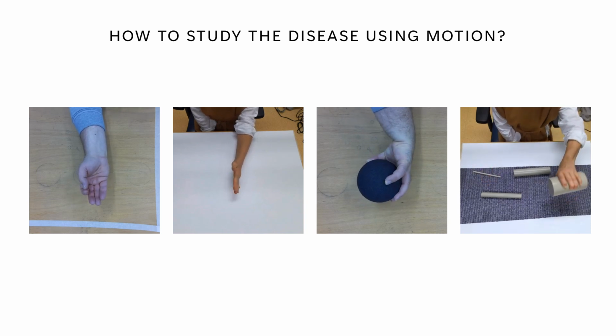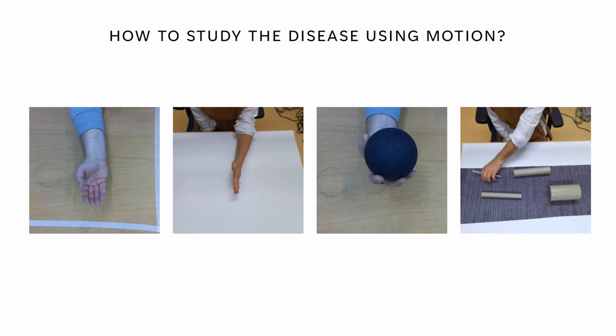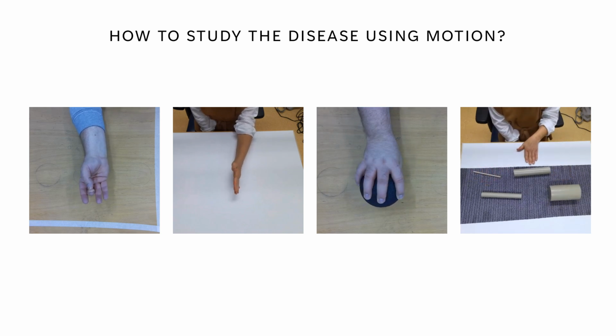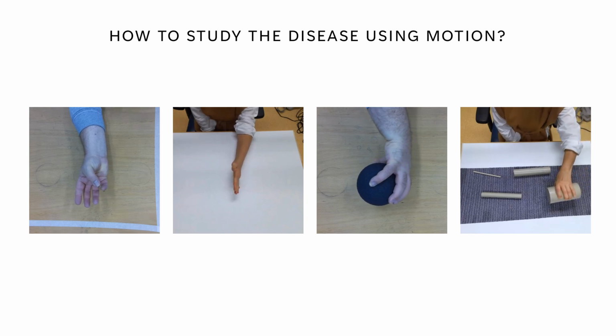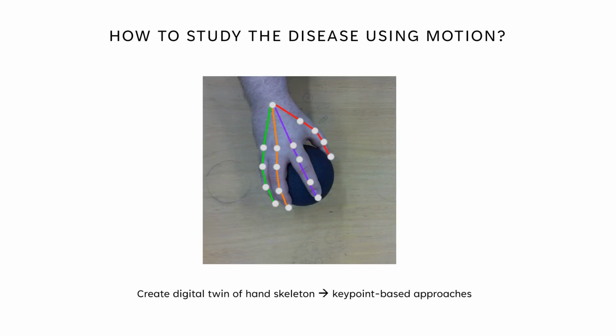And currently we are recording a lot of different motion sequences in which we test the hand function of patients with and without hand-object interaction. So if we have, for example, a video like this, it would be desirable to analyze these motions in an objective manner. What we would like to have is a perfect digital twin of a hand skeleton in order to analyze the hand function through the joints.